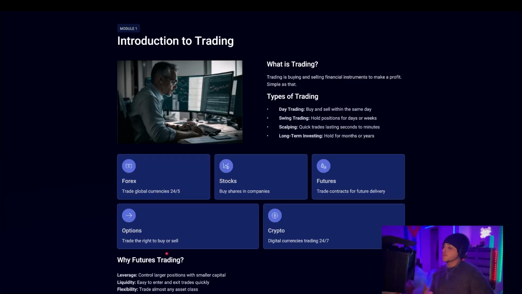So why futures trading? Why do we at WealthWave do futures trading? We trade futures because of leverage. Number one, leverage. And you're going to want to learn about leverage. Leverage is so important. It can either make or break you. Leverage allows you to control larger positions with smaller capital. So essentially, if I'm looking at a 1 to 500 leverage, it means that for every $1 I'm putting in, it's like I'm putting $500 into the market.